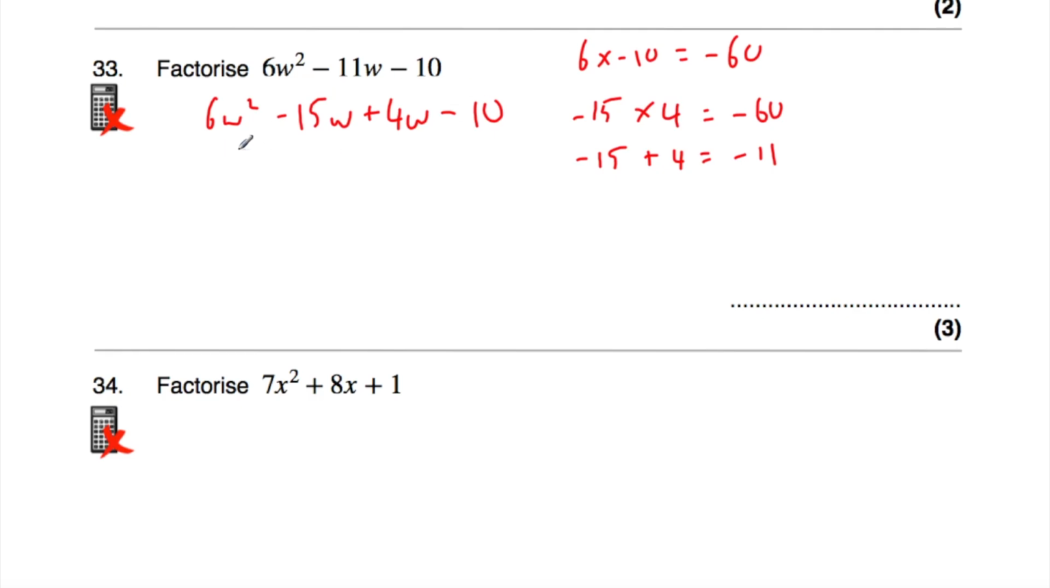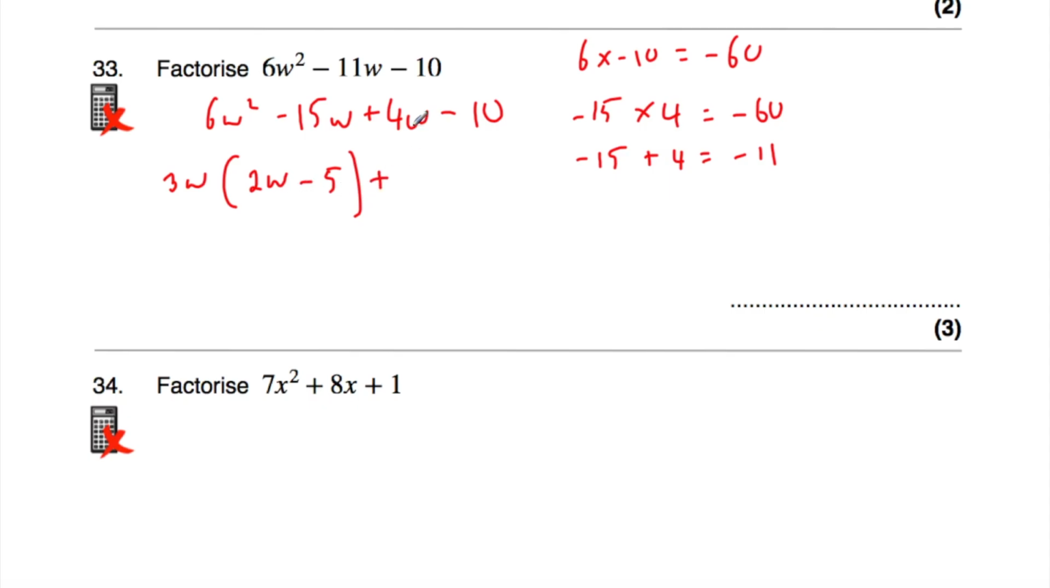And now what we're going to do is factorise the first two terms and factorise the last two terms. So if we factorise the first two terms, we've got 6w squared subtract 15w. Both of those are divisible by 3w, so let's take 3w out and then open up our brackets. And 6w squared divided by 3w would be 2w, and then we'd have our minus. And then 15w divided by 3w would be 5. So it would be 3w and then in brackets 2w subtract 5.